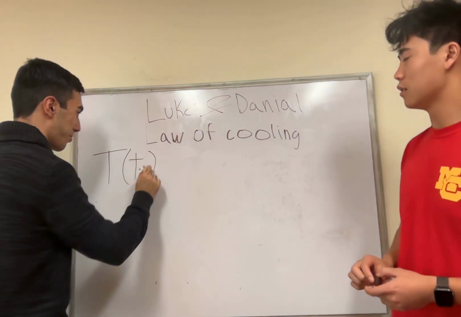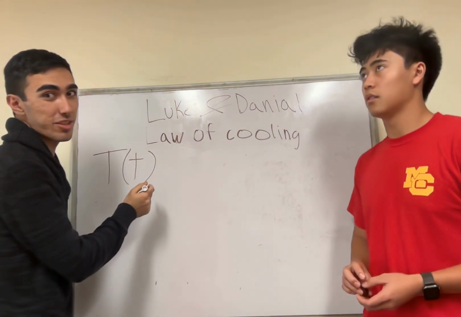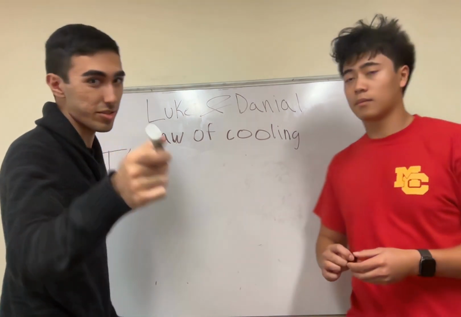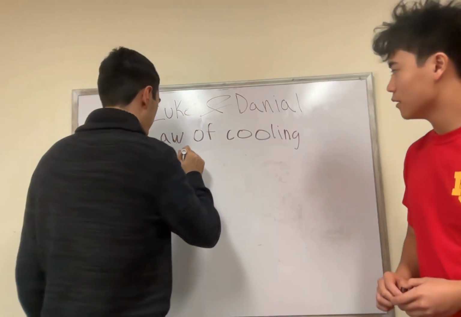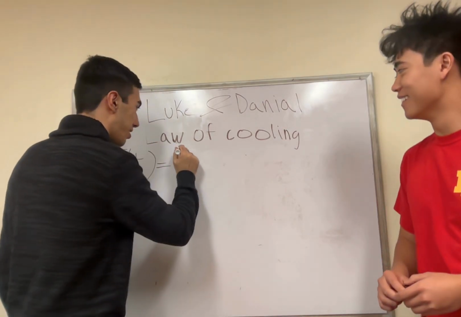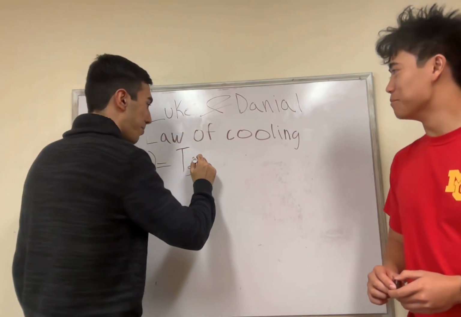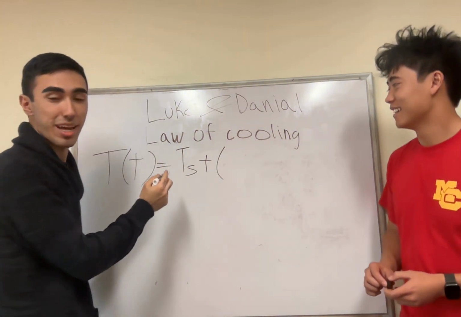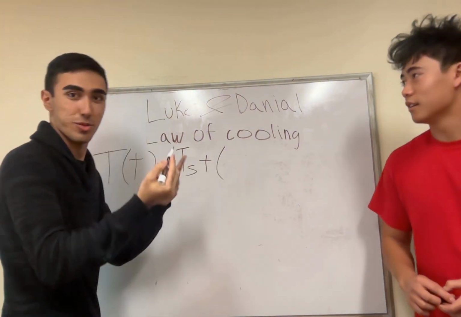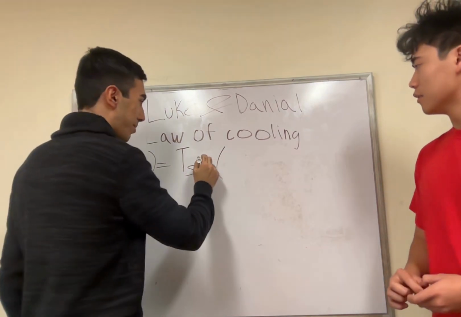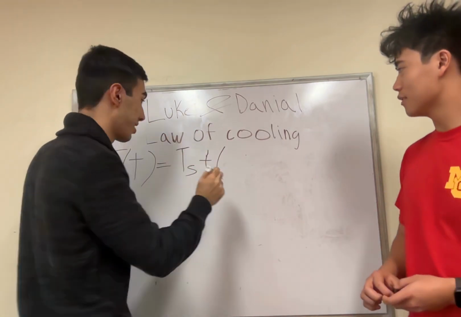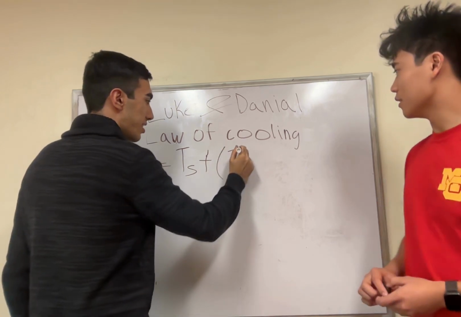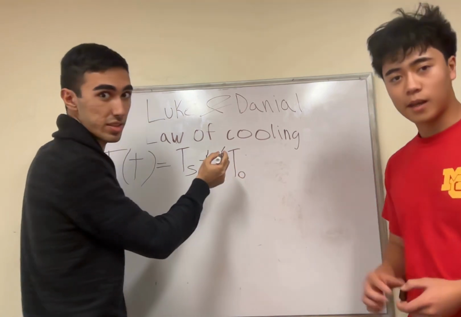So, first order of business, T of t, which is the temperature at time t. There's going to be a lot of T's, so stay with me now. It equals T of s plus. So T of s is the ambient temperature of the surroundings. And then plus, that's a plus, not a T, the quantity in parentheses, T initial, T naught.